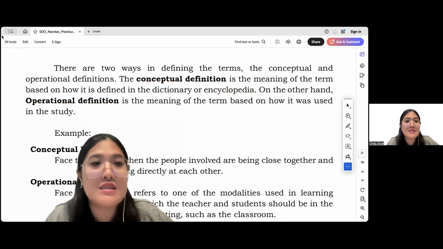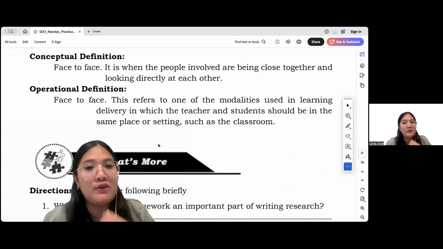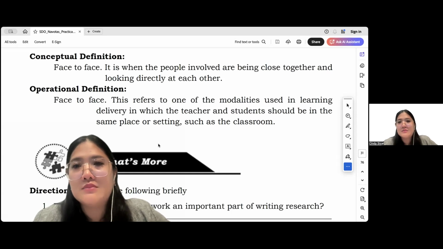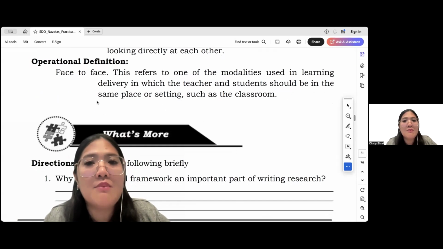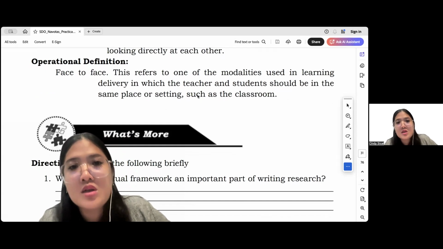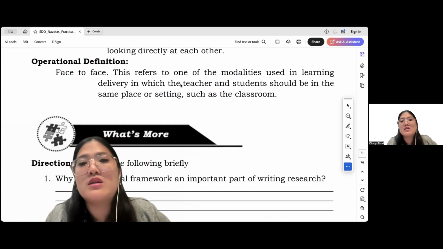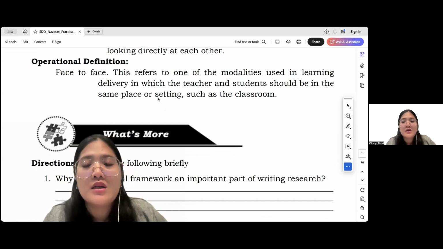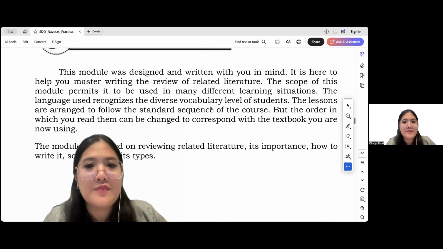So let's look at the examples here. When we say face to face, the conceptual definition is it is when people involved are being close together and are looking directly at each other. But operationally speaking, we're talking about the modalities used in learning delivery. Like example in education, where the students and the teachers should be in the same place or setting such as the classroom. Okay? So I hope we're clear with that.